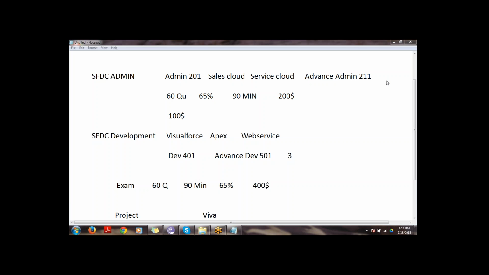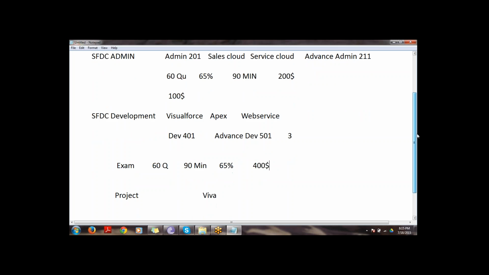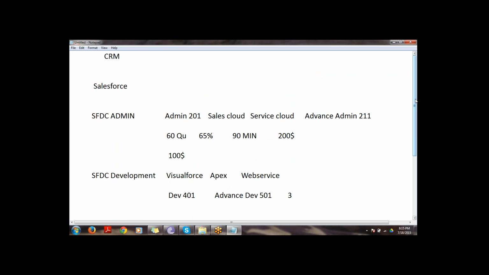Any doubts so far? Everybody clear? I have a question. Yes, please. Is this certification really important for the marketing side? Do we need to have the certification before we go to the market? Actually, it's not mandatory. But if you have the certification, your resume will have more weightage, just like our degrees. If you have the certification, that is an extra advantage for you.